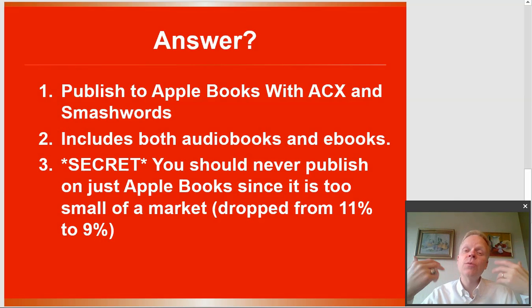The first means that we're going to do is through ACX. ACX is owned by Amazon, and this is for audiobooks. Now, if you publish through ACX, it will be on Audible, and also it will go through Apple Books.